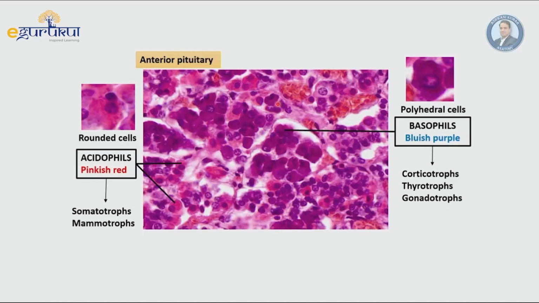So that is the anterior pituitary. You're looking at mainly two types of cells, that is the acidophils and the basophils. These are the chromophobes you're looking at here.